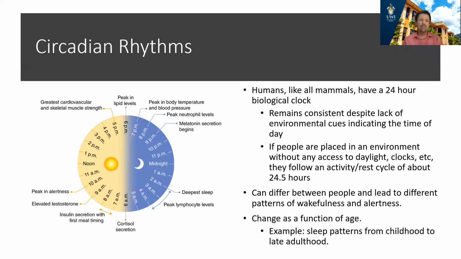Okay, so we know a little bit about the mechanisms of sleep. Let's just now talk briefly about circadian rhythms. Now, circadian is derived from the Latin word circa, which means about a day. And it refers to the fact that humans, like many animals, have a biological clock. That means that throughout a 24-hour cycle, different things happen at different times.